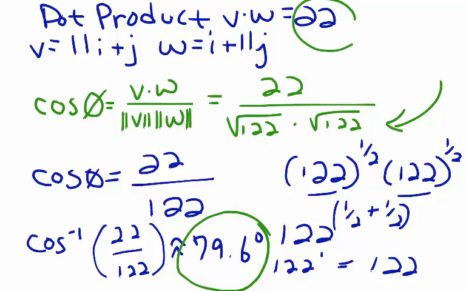So here we have found the dot product for our two vectors, as well as the angle between them. This concludes our example. I hope you found it helpful, and we'll see you next time.